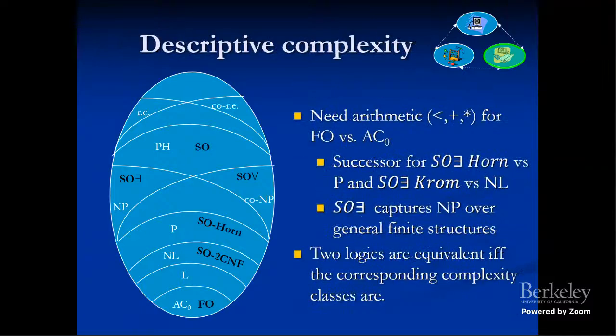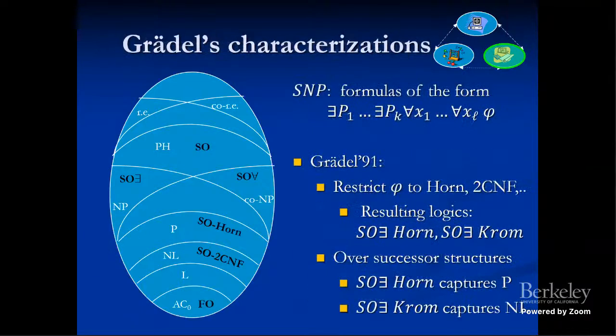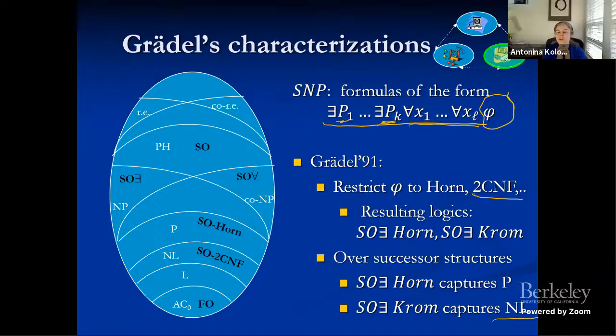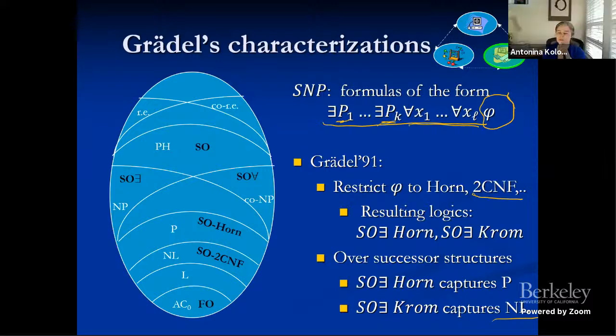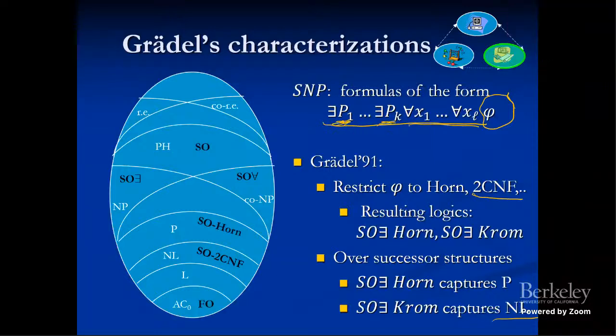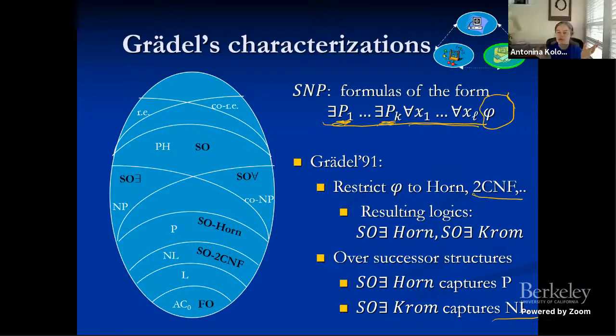Can you define what you meant by Horn over the predicates? So I just mean that it's a CNF formula where every clause has at most one positive occurrence of a predicate. Okay, got it. So you only consider those occurrences of the predicate as your variables, so to say, and then it's Horn with respect to that.